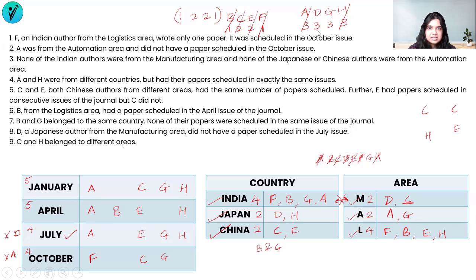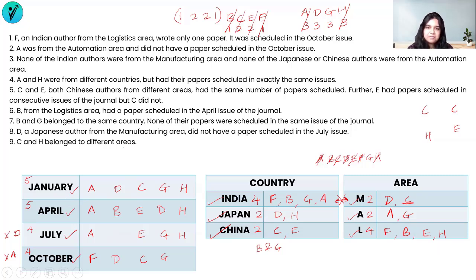And we know that D has 3 papers. So if D has 3 papers and D cannot be in July, clearly D has to be in the other 3 places. So I know for sure D has published here, here, and here as well. D cannot be in July was already mentioned in one of the conditions. So we have 5 people for January now, 5 people for April, 4 for July, and 4 for October. We've taken care of all the papers for all the issues as well.